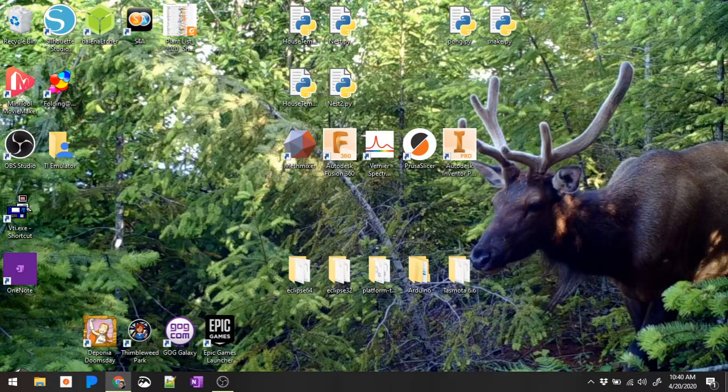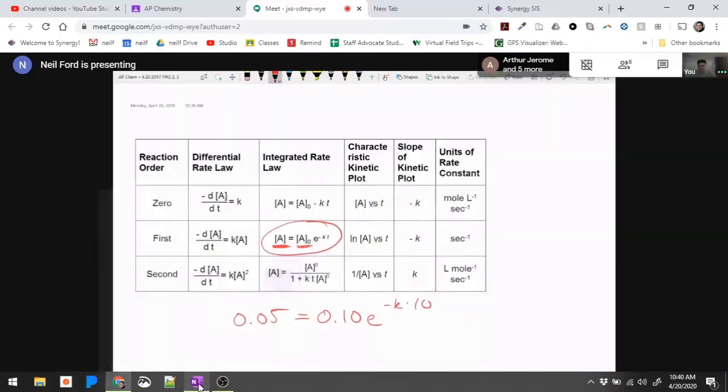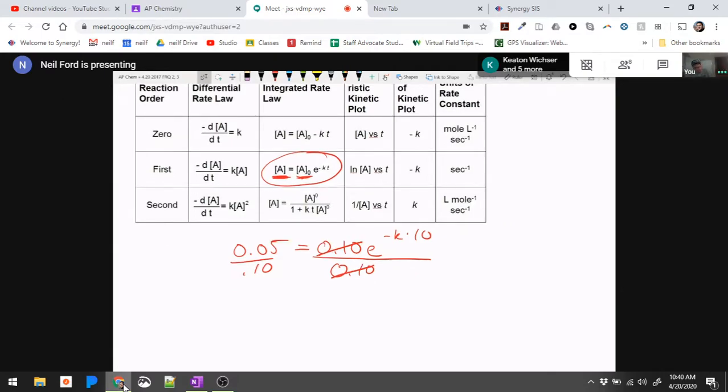Just to show you, to solve for k, how would you start? Dividing the 0.1 out. Yep, divide the 0.1 out. What's 0.05 over 0.1? Isn't that a half? What does that reduce to? 5 over 10, which is a half. Okay, equals e to the negative k times 10. Well, what would you do next? Take the natural log. Yeah.